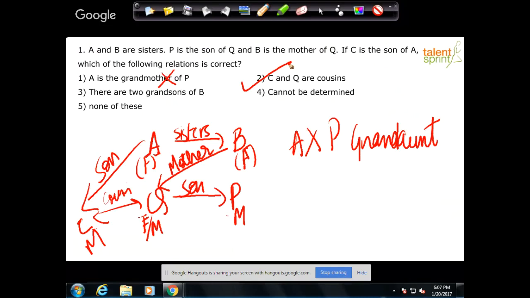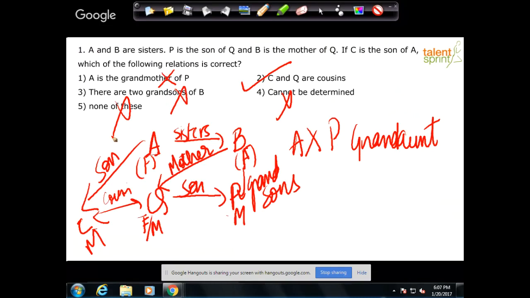There are two grandsons of P. Again, we know that B has one grandson who is P, but there are no two grandsons that have been mentioned here. Therefore, the answer for this is C and Q are cousins. Deepraj, I'm sorry, the answer is not cannot be determined. The answer here is 2. C and Q are cousins.